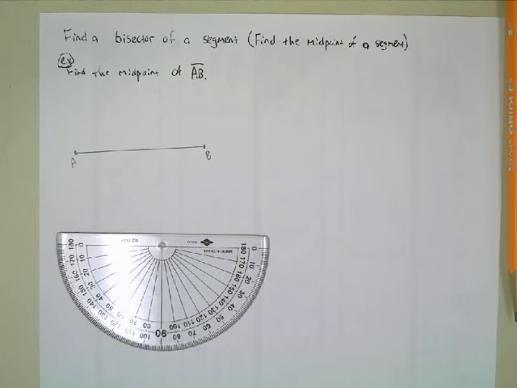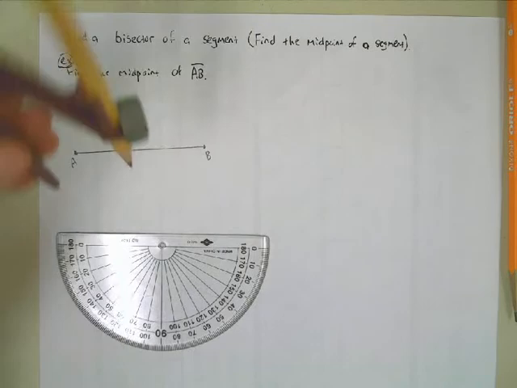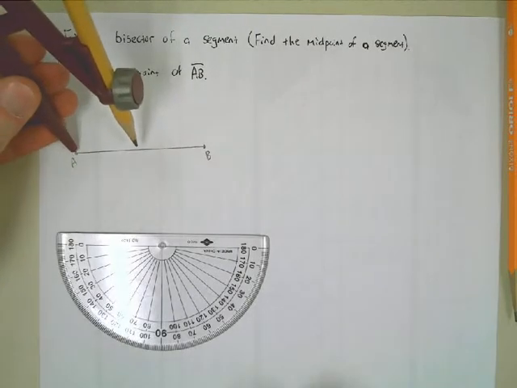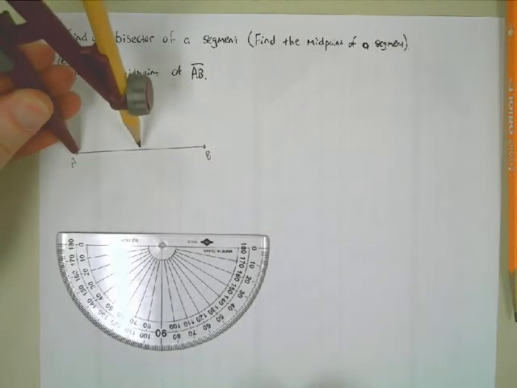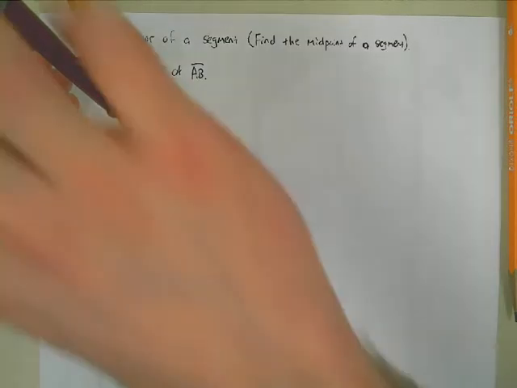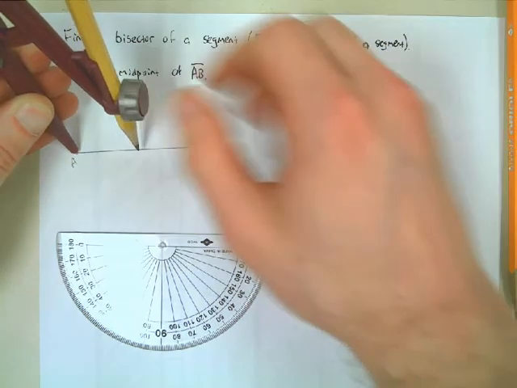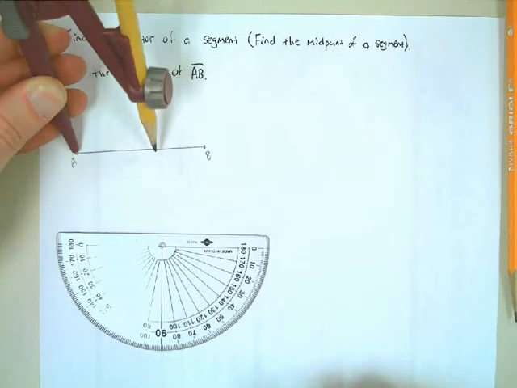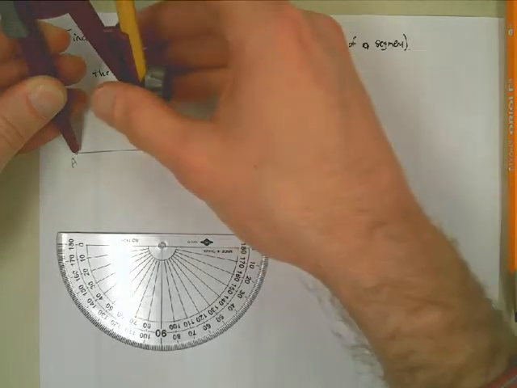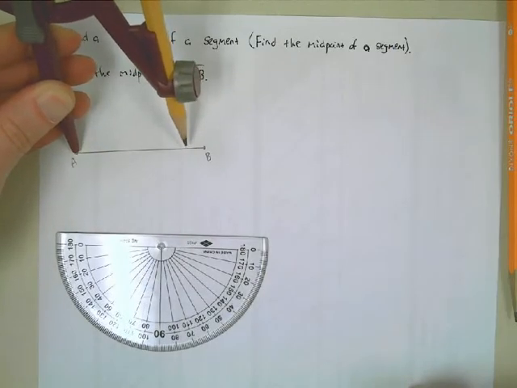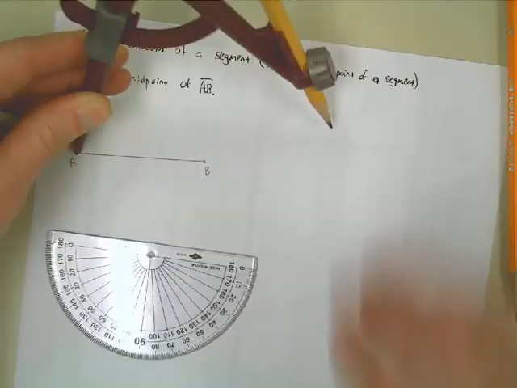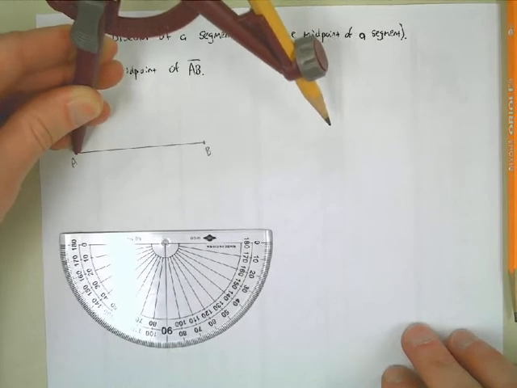Here we go. What we're going to do is take our compass point and put it on A. You'll need to open your compass up more than halfway. I know it's not a very precise adjustment. You can adjust it that much, but you probably want to keep it within the length of the segment. But more than halfway of the segment.